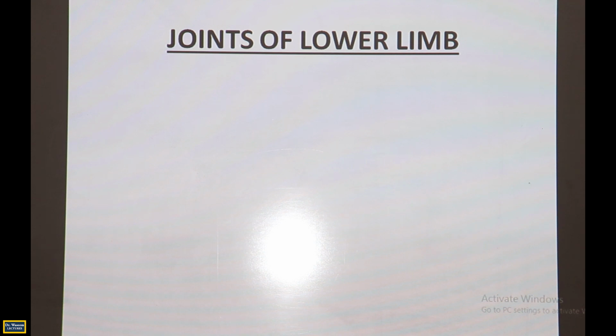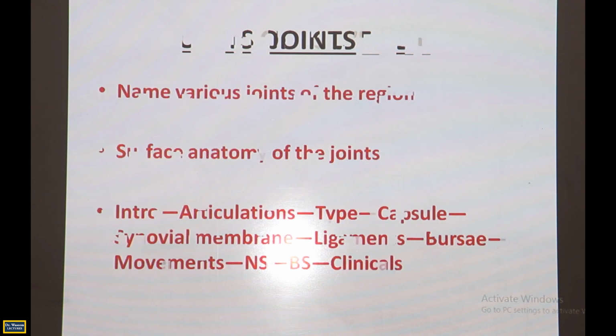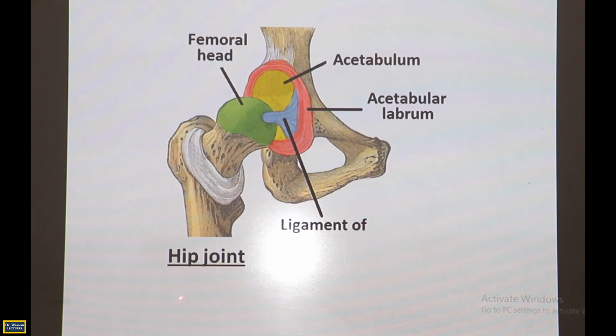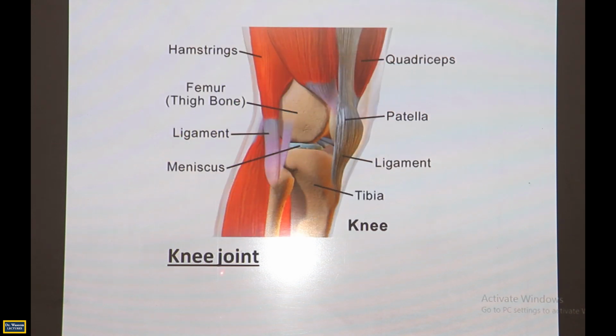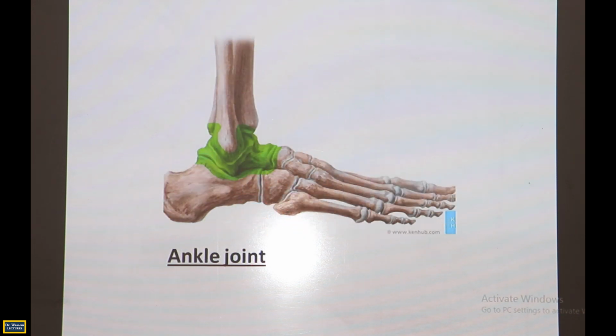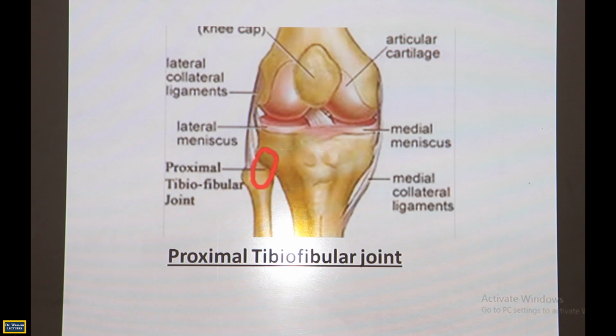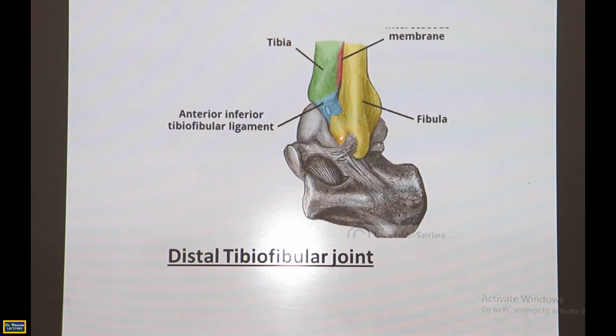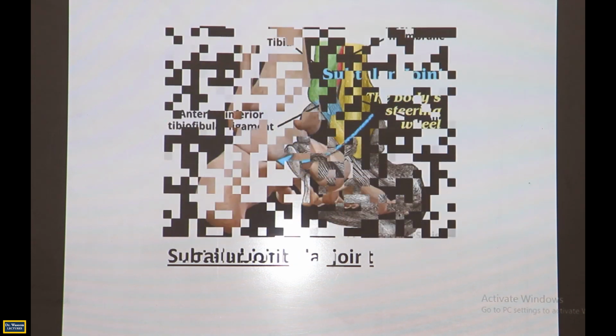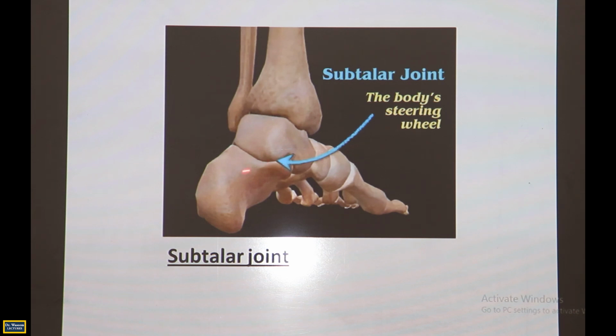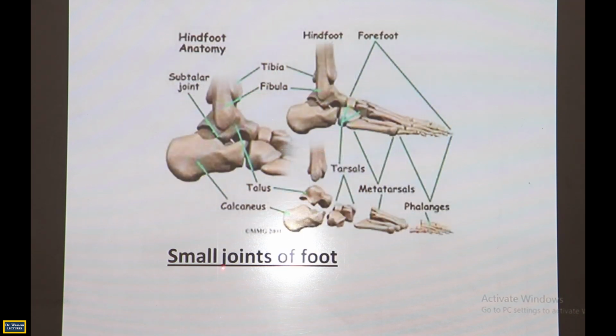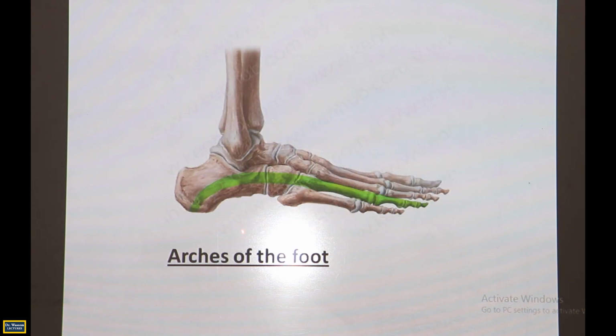And then the last segment that you have to take here is the joints of the lower limb. And joints of the lower limb, you know that you have to do the hip joint, the knee joint, ankle joint, proximal tibiofibular joint, distal tibiofibular joint, then the subtalar joint, very important, and some other small joints in brief you have to take. And at the last you have to do here the arches of the foot also.